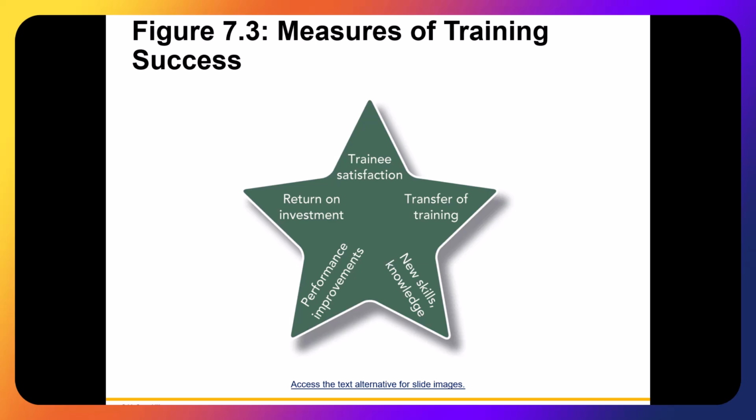Measures of training success: training satisfaction, transfer of training, new skills, knowledge, performance improvements, and return on investment. When you hit these, you have hit the goal mark. All of these things go into making a successful training program, and you can't leave one of them out. If you do, you're going to suffer. Return on investment is big. This is where HR and people in training can tie it back to, a lot of times, the investment of money. Are we getting our money's worth?